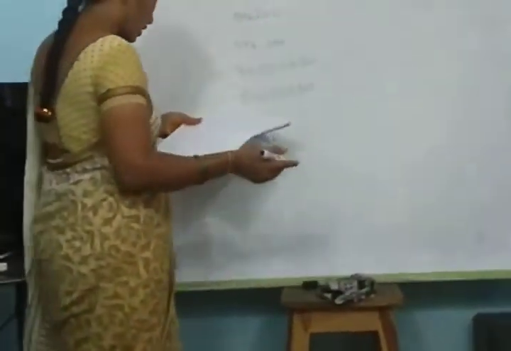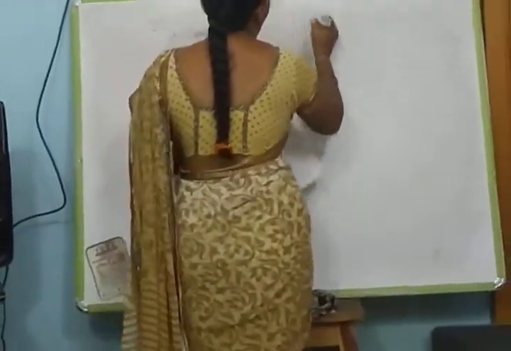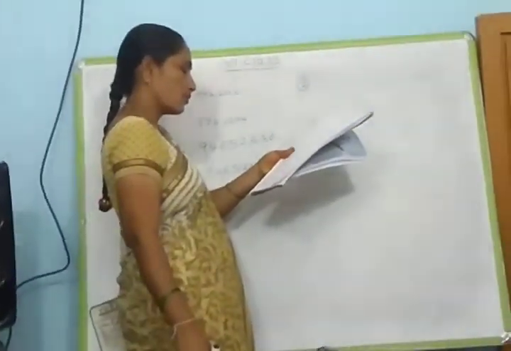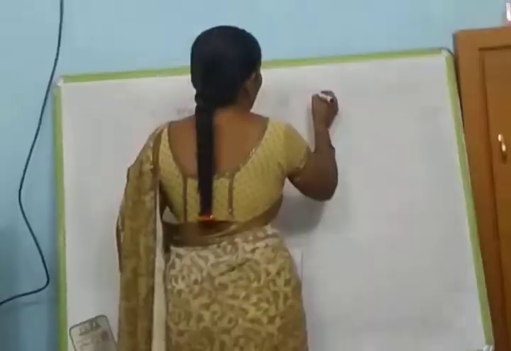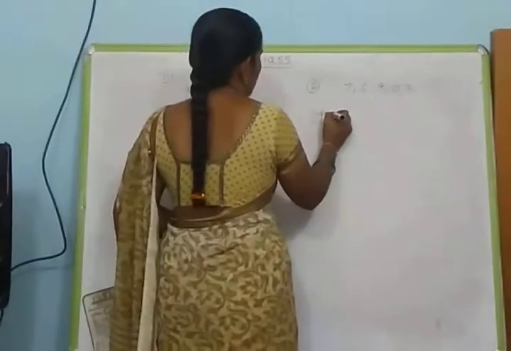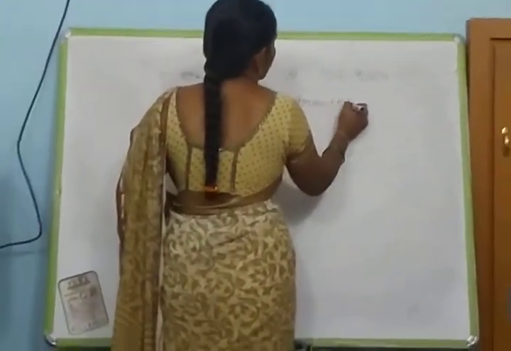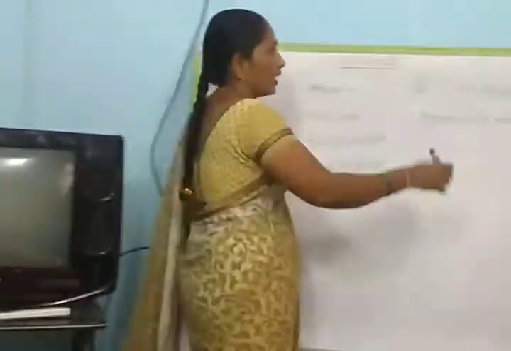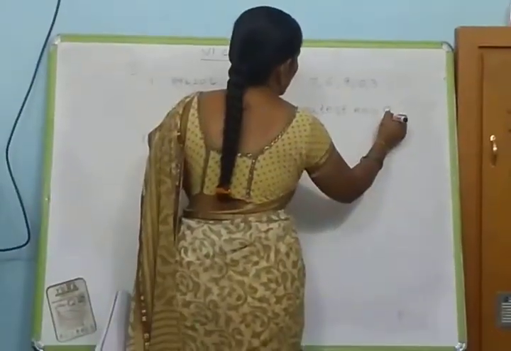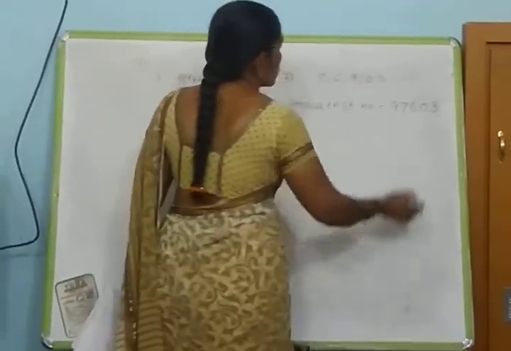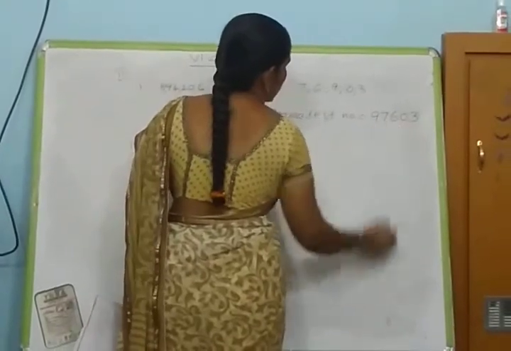In that last question, find the difference between the greatest and smallest number by using the digits. Which digits are given here? 76903. By using these digits, the greatest number. When you are writing the greatest number, as I said, arrange the digits from greater to smaller. 97630.